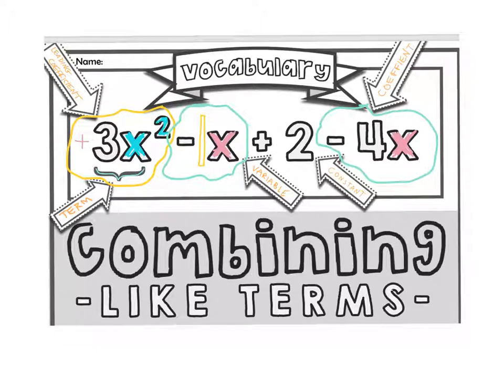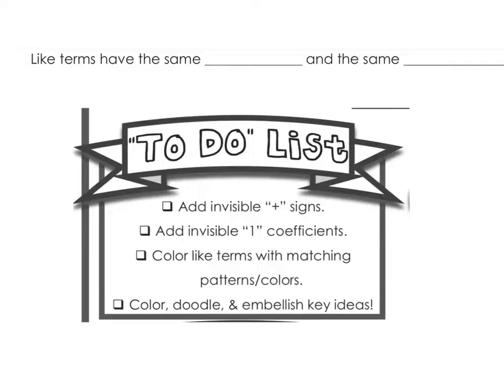Feel free to color in any other thing that you want to on this page. You can color in the title, combining like terms, whatever you need to do to make it more interesting and fun for yourself. Okay, now we're going to fill in these 2 little fill in the blanks right here. It says like terms have the same variable and they have the same degree. So that means they have the same letter of the alphabet, the variable, and the degree means they have the same power or same exponent.